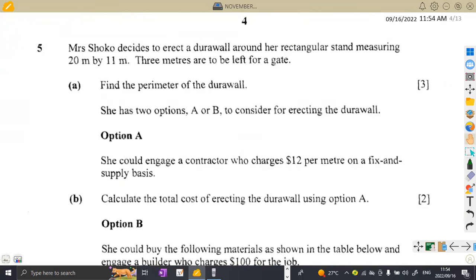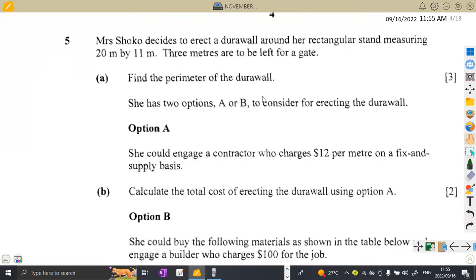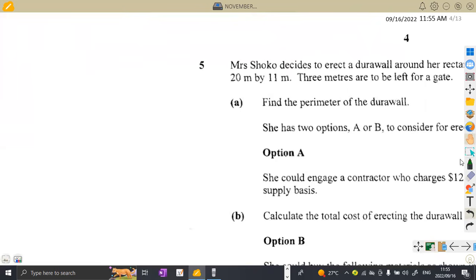Let me reread again. Mrs. Shoko decides to erect a jura wall around a rectangular stand measuring 20 meters by 11 meters. 3 meters are to be left for a gate. So which means there's a gate that is going to be there and it is 3 meters. Okay. Find the perimeter of the jura wall. She has two options, A and B. Okay, so we need the perimeter. So this is what is happening, guys. This one you're going to see it later on, but it's a jura wall that is going to be made here. So it's like this.